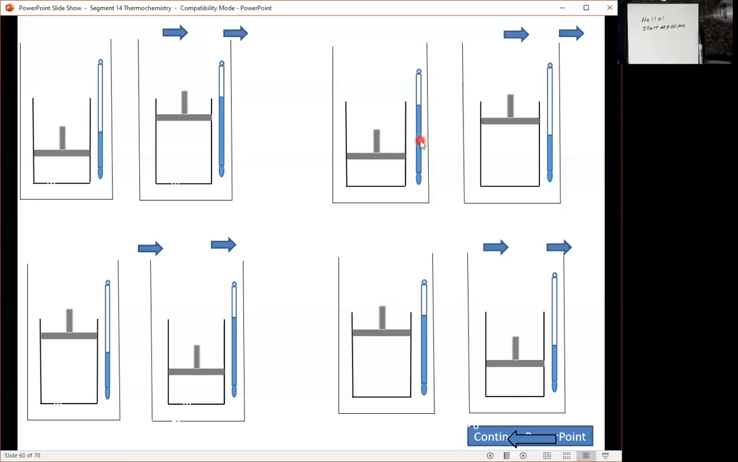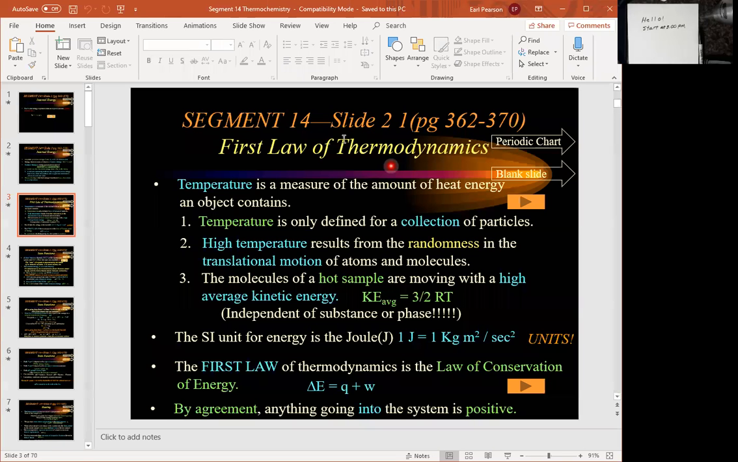Looks like I'm in a loop here. Let's escape out of this and come back to where we were.